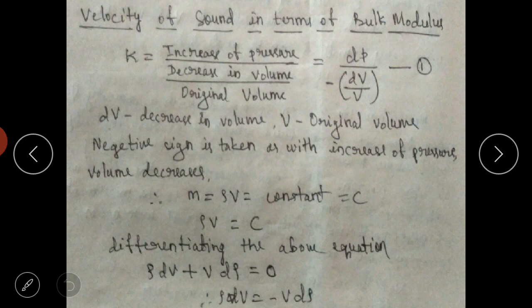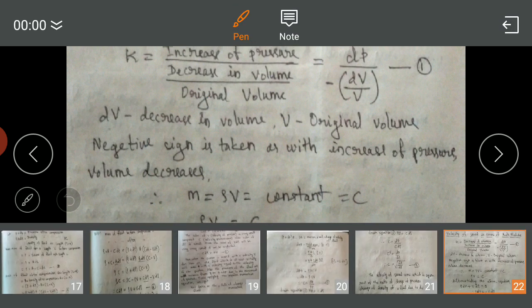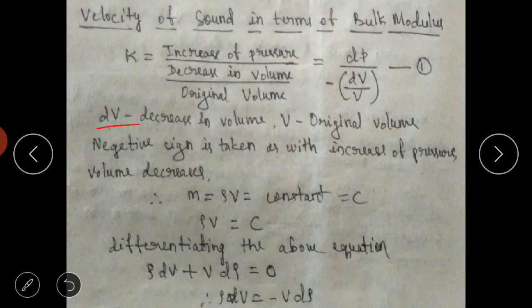That negative sign indicates that because of the pressure applied on the piston, the volume is decreasing. You can assume there is a piston cylinder arrangement. You are applying force on the piston, so the piston tends to move inside. The volume is changing in the negative direction, meaning the volume is decreasing, so the negative sign is used. Here dV is the decrease in volume, V is the original volume, and the negative sign is taken because with increase of pressure, volume decreases.